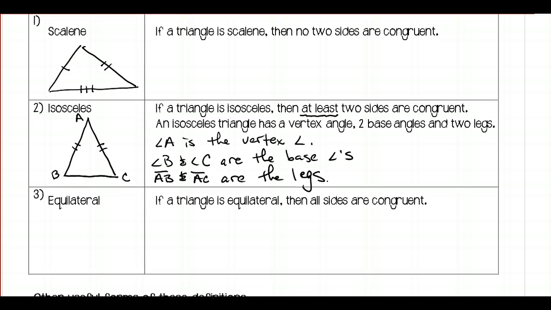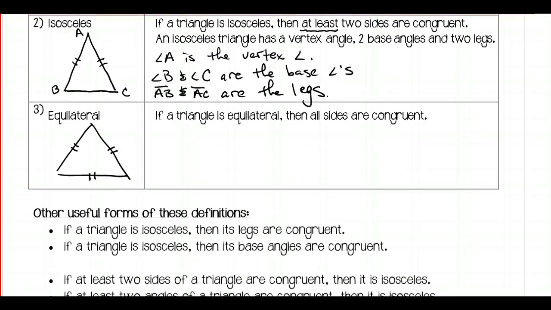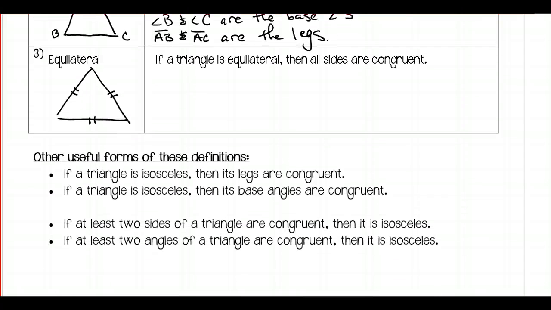Moving on to equilateral triangle. Again, if we're going to make a sketch and show that it's equilateral, my picture's a little bit off, but if we just put these tick marks here, then we know that it was intended to be equilateral. All right, so there's our 3 triangles classified by their sides.